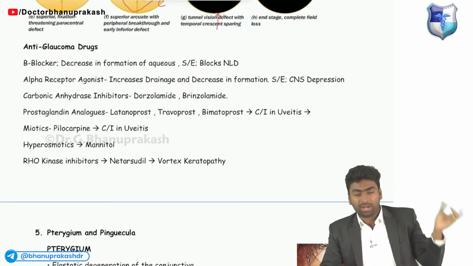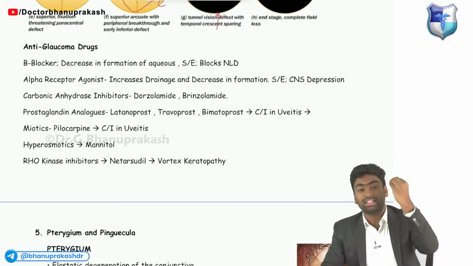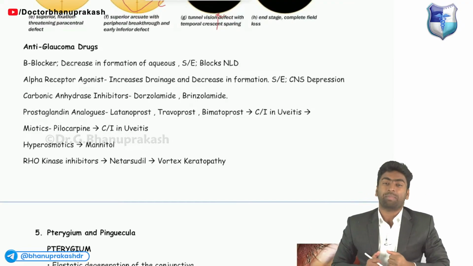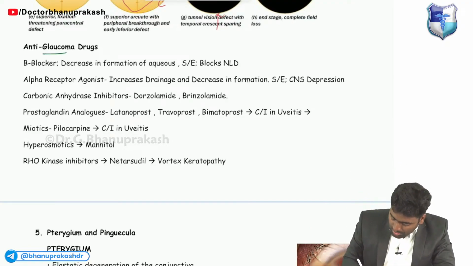I told you, in a case of open angle glaucoma, we need to suddenly reduce the pressure. So in that case, we'll use mannitol. Whereas here, we need to use proper anti-glaucoma drugs. For example, here we'll use beta blockers. It will decrease the production.